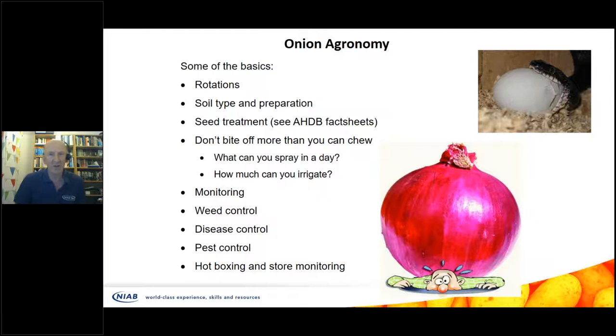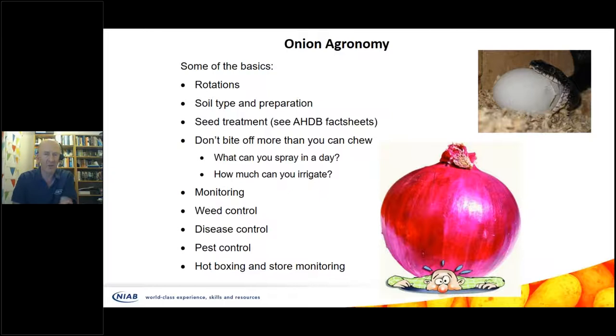Don't bite off more than you can chew. When I was working in cereal pathology, really just reminding growers that you might get a wet spring or a wet period where you can't get on and spray. So consider how much you can spray in a day, and have a manageable quantity of crop that you think you can keep on top of. And also irrigation, obviously, the same story. How much can you irrigate? How much water have you actually got access to?